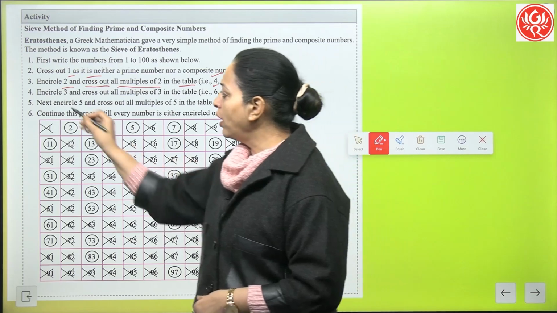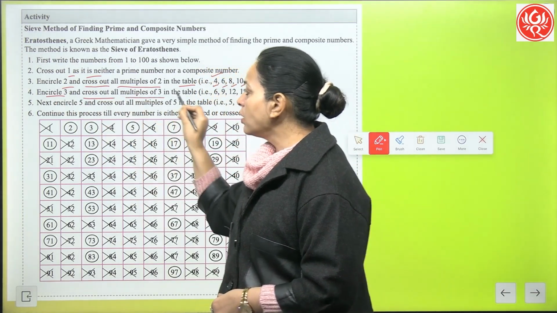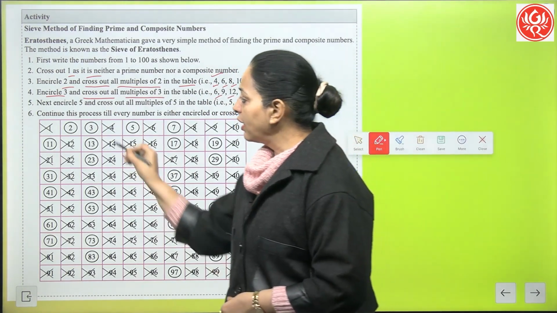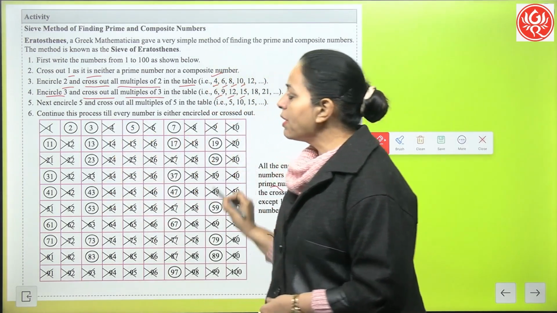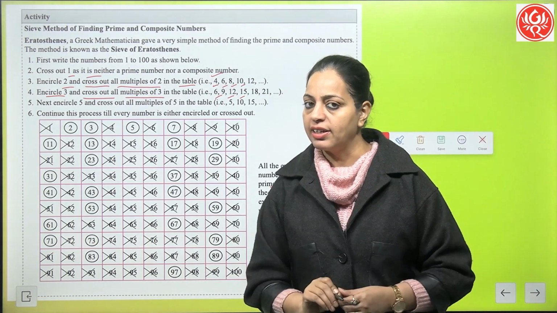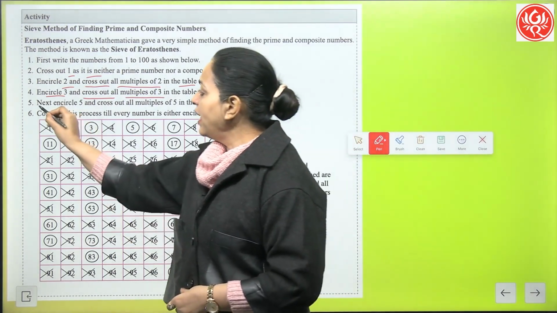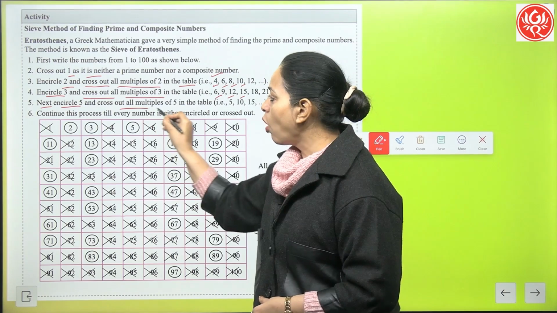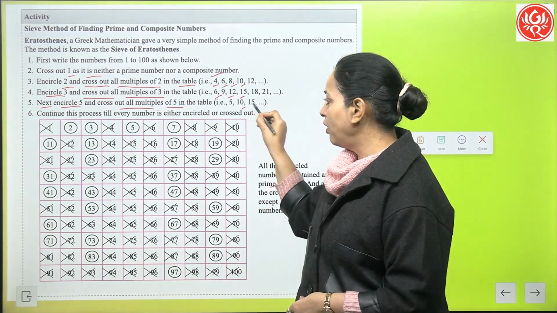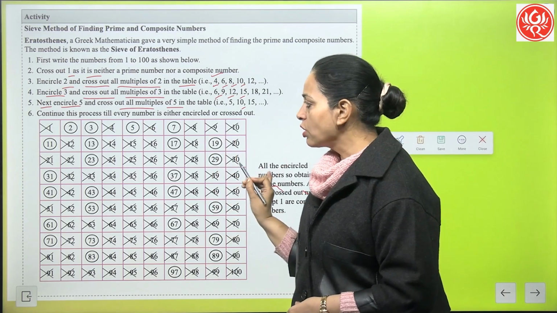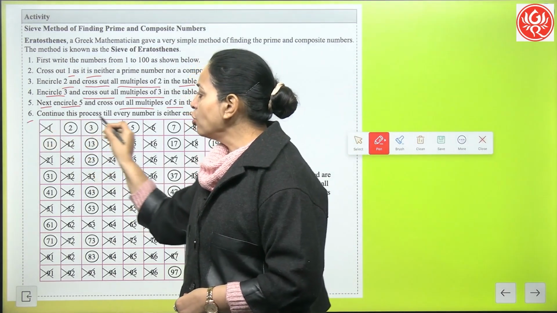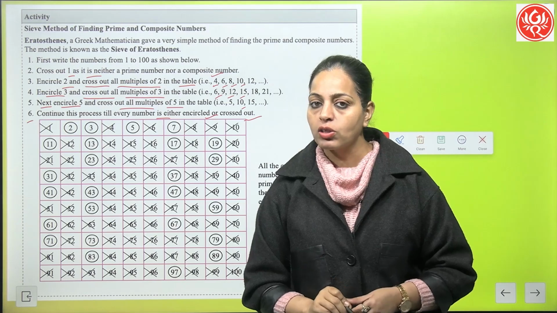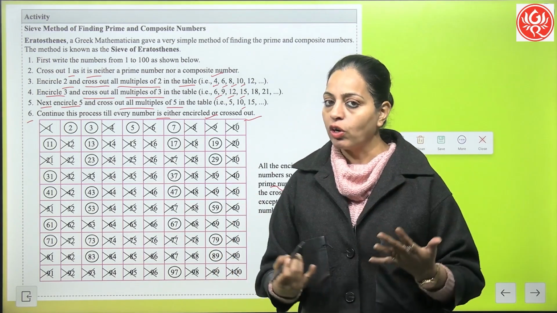Then the next step, fourth one, encircle 3 and cross out all the multiples of 3 like 6, 9, 12, 15 etc. Now we have to circle 3 and cross out all the multiples of 3. Next step, fifth one, next encircle 5. Now we have to circle 5 and cross out all the multiples of 5 like 5, 10, 15 like this. We have to cross out all of these. Then the sixth one, continue this process till every number is either encircled or crossed out. So we will keep following these steps.